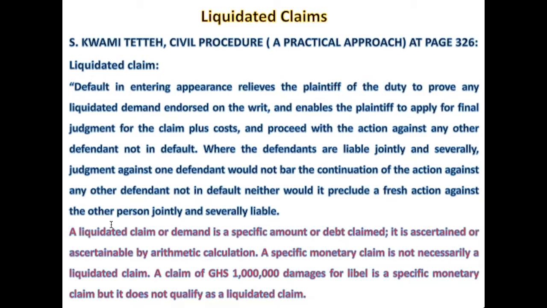If you are living in my house and you're supposed to pay rent of 10,000 cedis for a month, 12 months will become 120,000 cedis. This is something we can ascertain by arithmetic calculation. But if you are asking for 1 million cedis damages for libel, if I ask you, what did you calculate before arriving at the 1 million cedis?